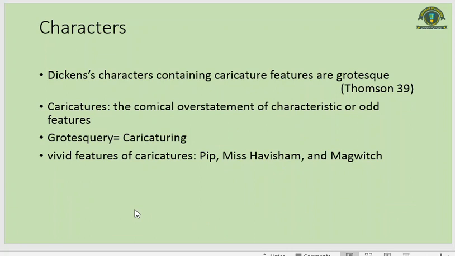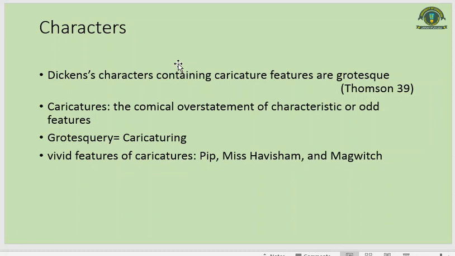The characters in Charles Dickens's novels are always very important. If we see his most prominent novel, A Tale of Two Cities, the characters are the building blocks of the novel. They are in fact true depictions of society. Here we will focus on characters from Great Expectations only.